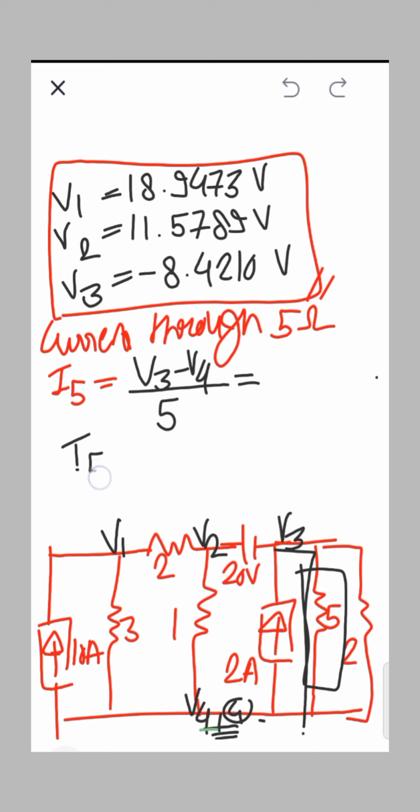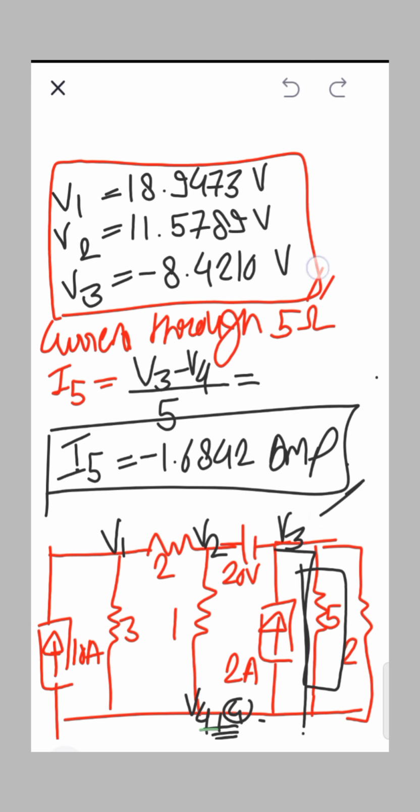So tell me the answer: I5 equals, the current through the 5 ohm resistor, will be minus 1.6842 ampere. This is your final answer. Always we have to go for the voltages first, and then whatever the question asks.